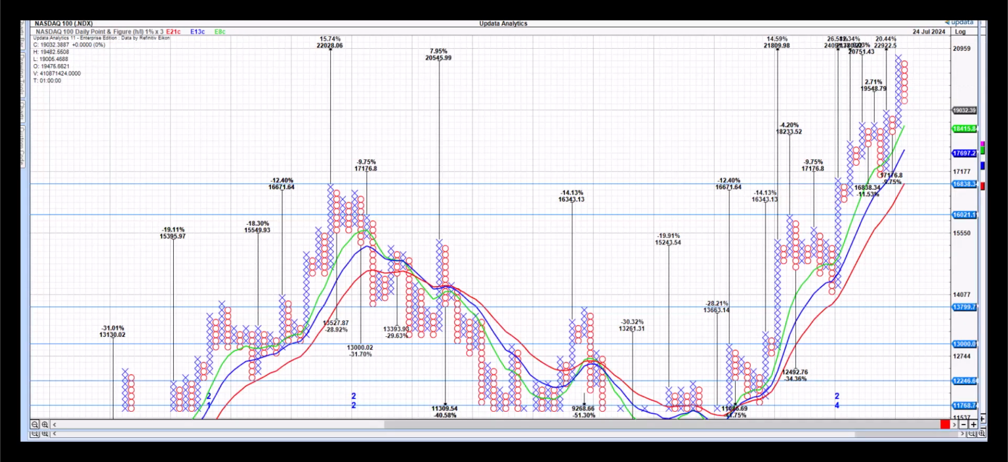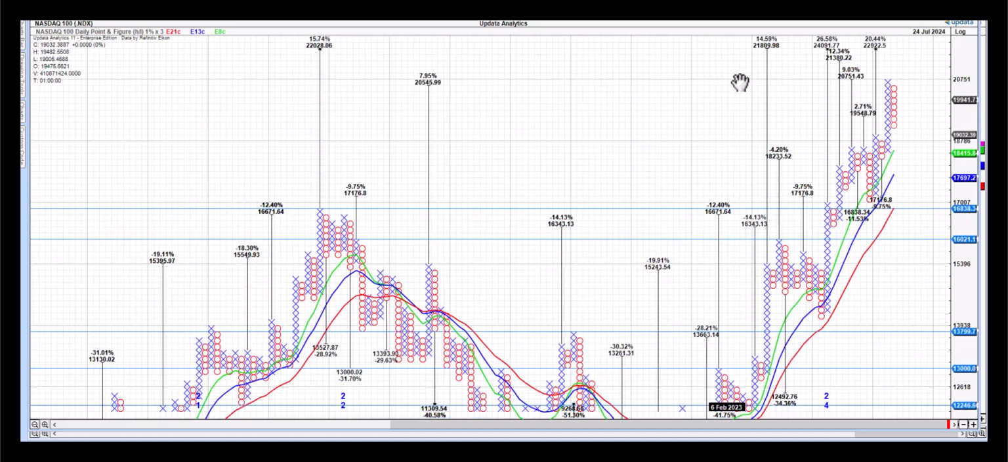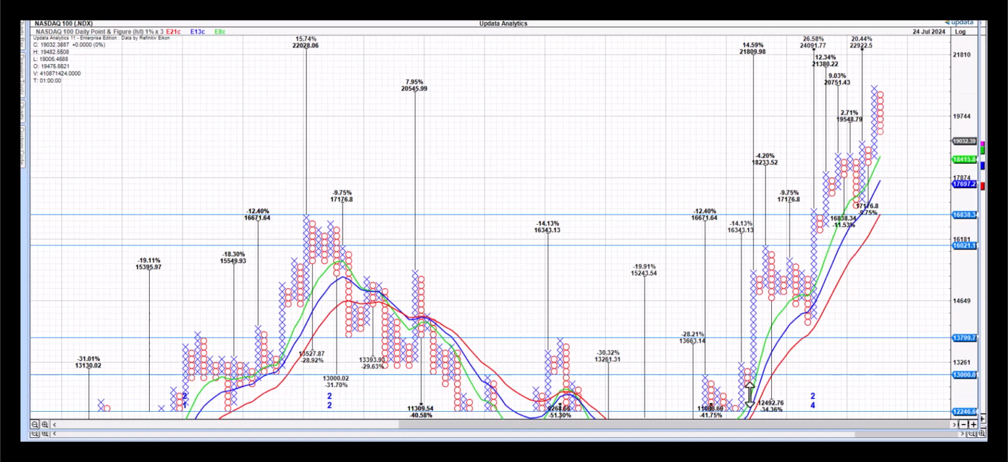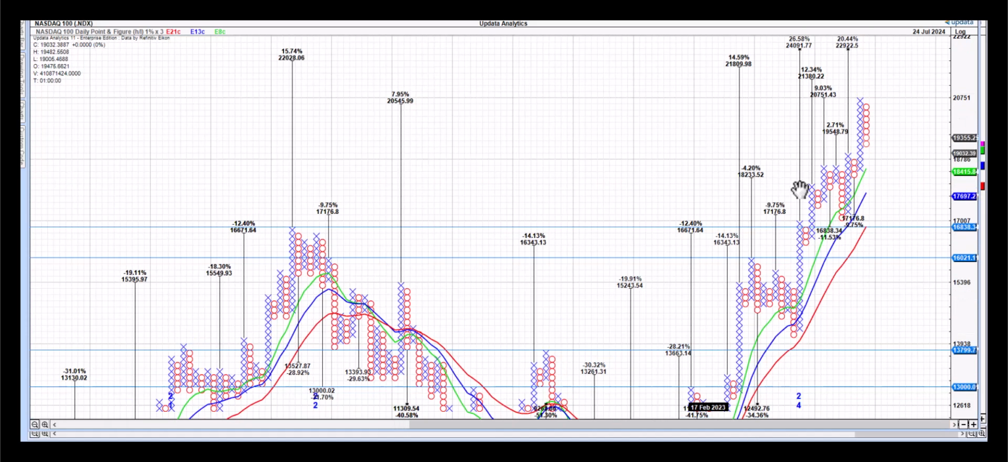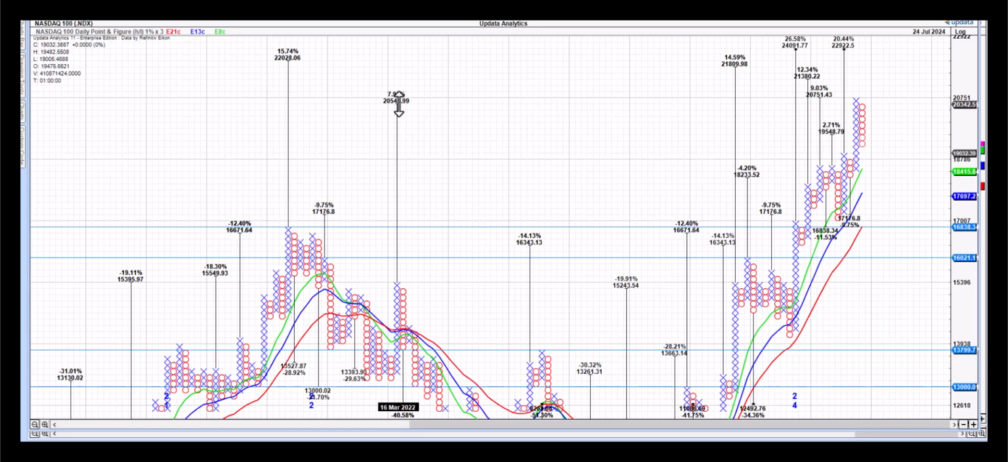If we're going to look at the NASDAQ 100 from a logarithmic scale, a 1% by 3 point and figure chart, we had a really strong rally for quite a couple of months now. And then it took out this 25.45 upside target. It took out 19.548. Got very close to the 27.51. Didn't quite get there, but that was the upside target there. And 21.380. So these are still the upside targets, but we got a huge reversal to the downside.